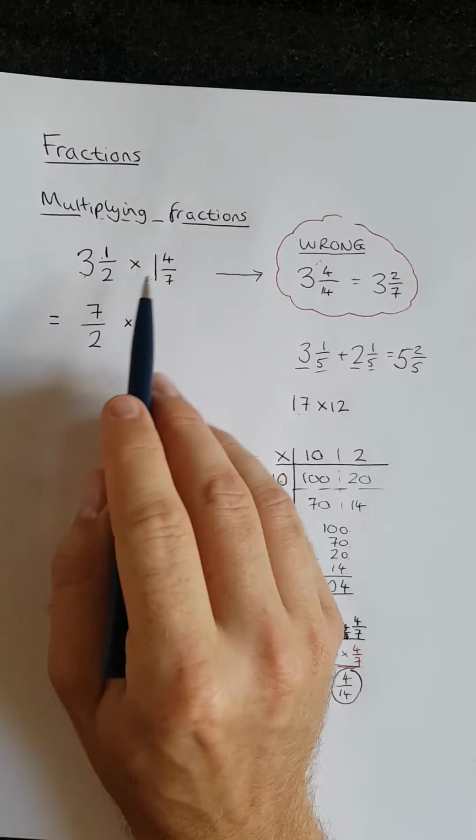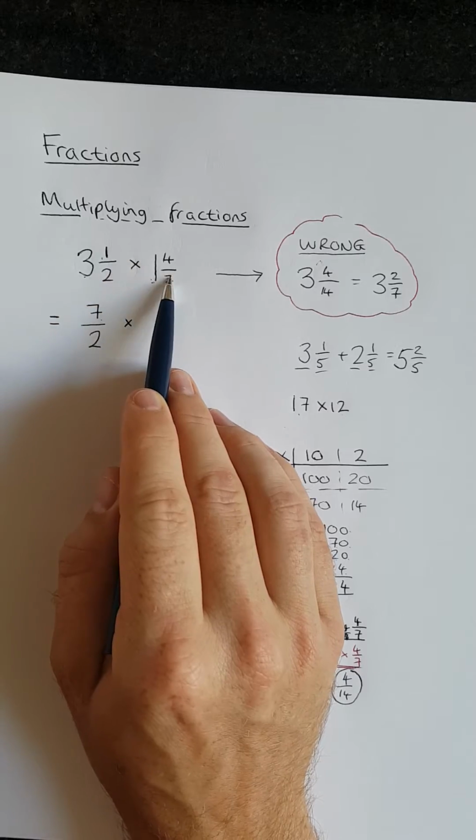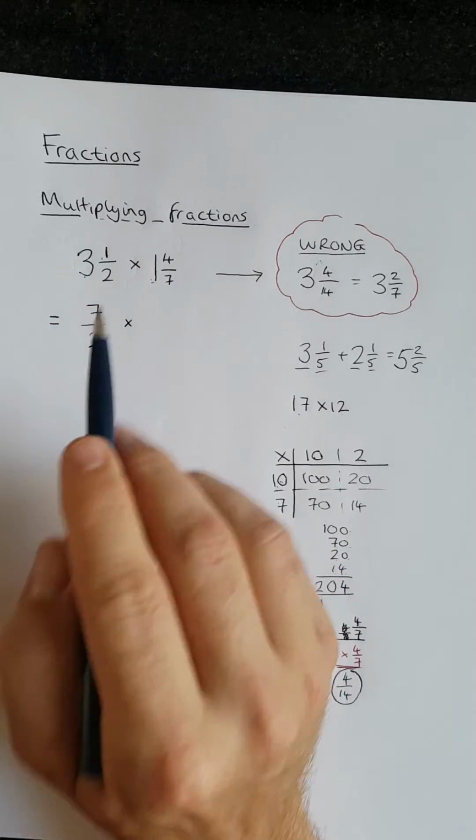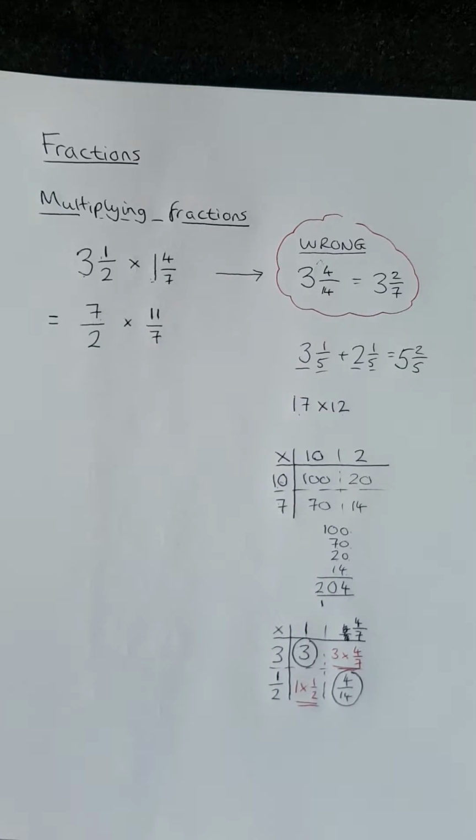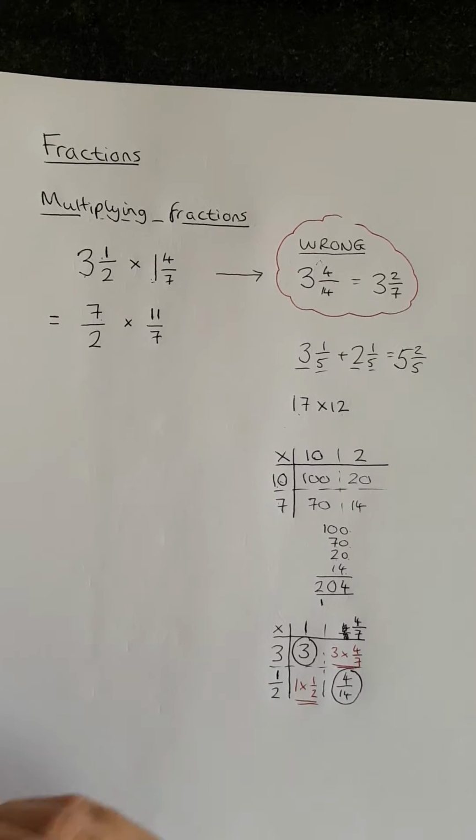And this one, 1 whole one, is 7/7, plus the extra 4 is 11/7. Now it looks just like our previous problems. And so we would be expecting our rule that you multiply the numerators and then you multiply the denominators to work.